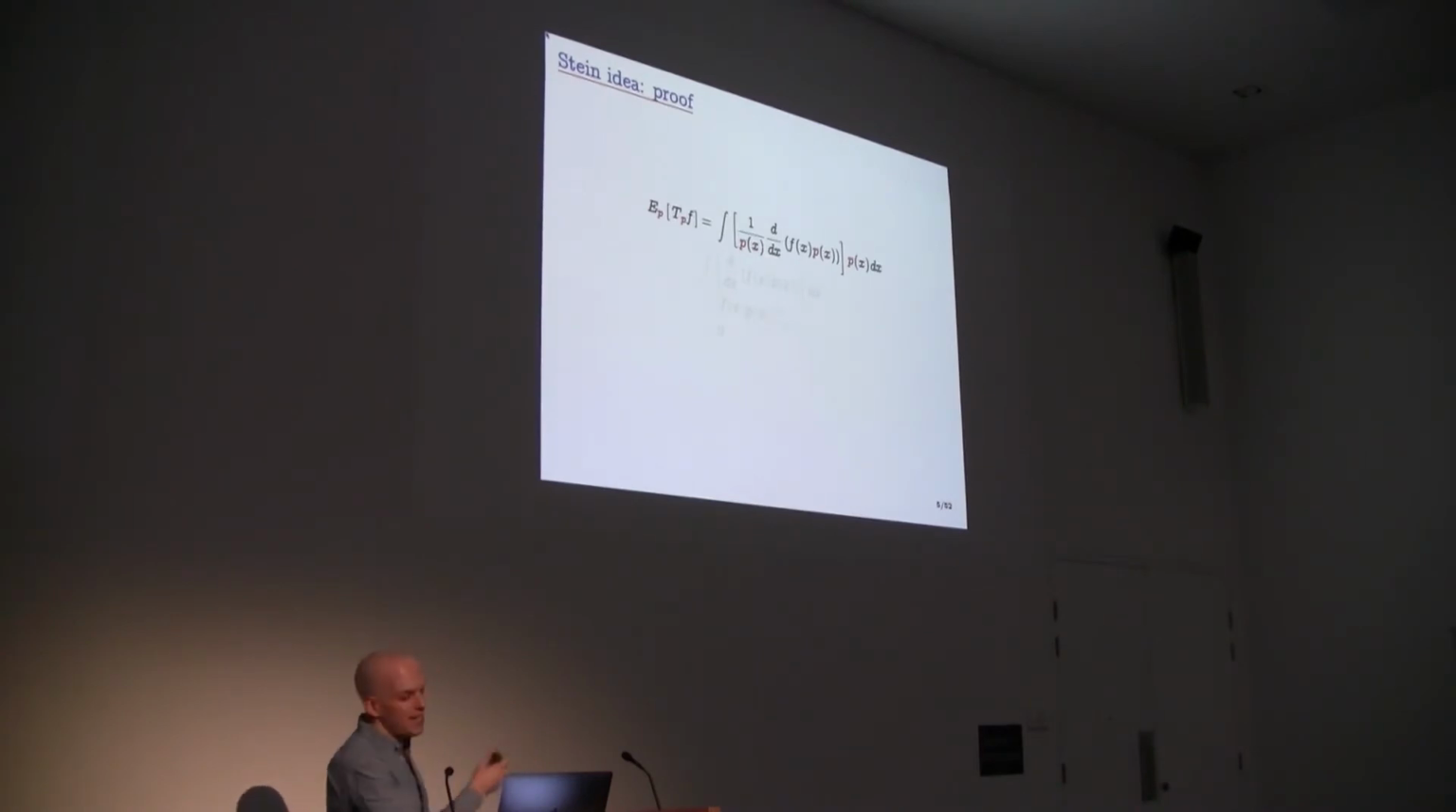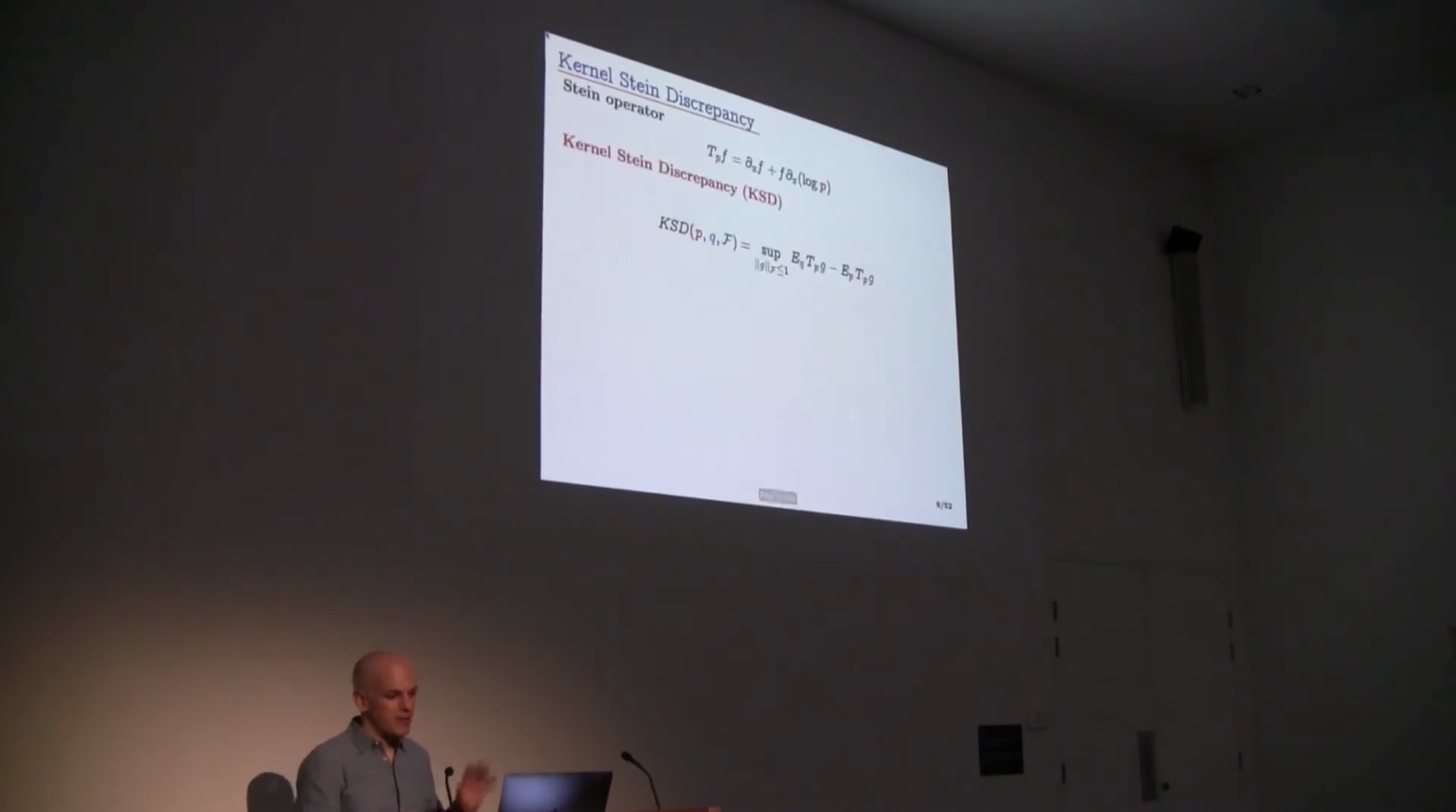Expectation under p of T_p f, I'm going to expand that out. It's 1 on p, d/dx, times f p. These cancel. I've just got this expression here, the integral of d/dx of this. As long as this product vanishes on the boundaries, then indeed that's 0. So that's pretty quick. This is my Stein operator.